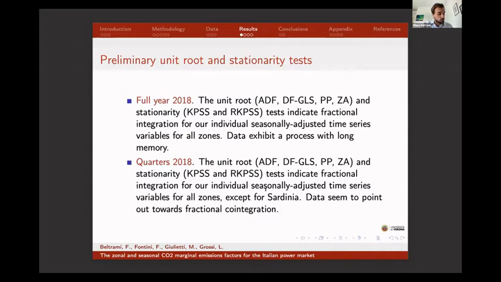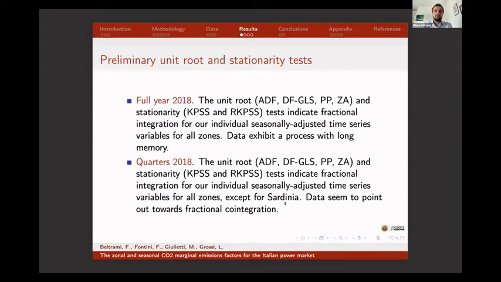So we now go and explore the results. We conduct the preliminary usual unit root and stationarity tests. And for the full year analysis, we confirm that our time series variables indicate fractional integration at the individual level. So data exhibit long memory. At the quarterly level, this is also true, but for Sardinia. Also in this case, data seem to point towards fractional co-integration.